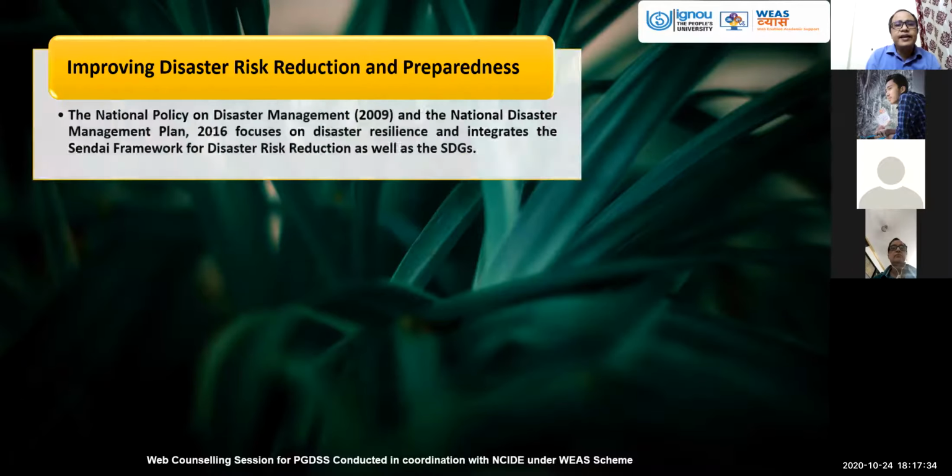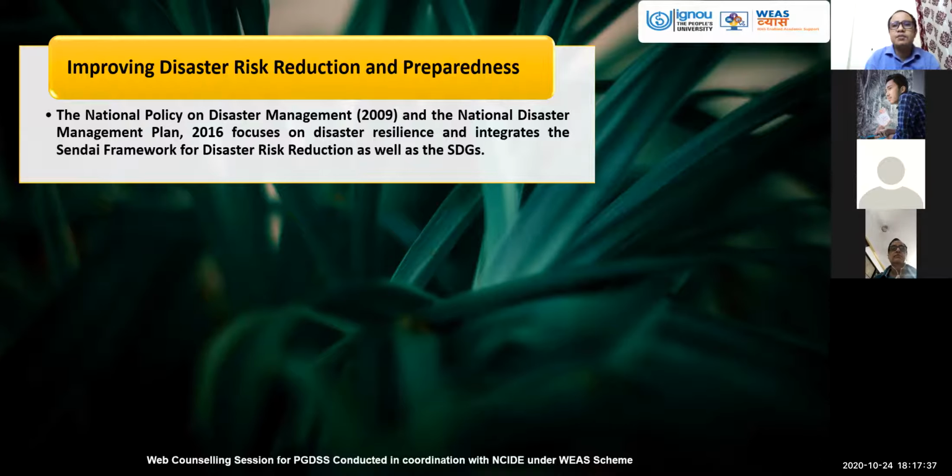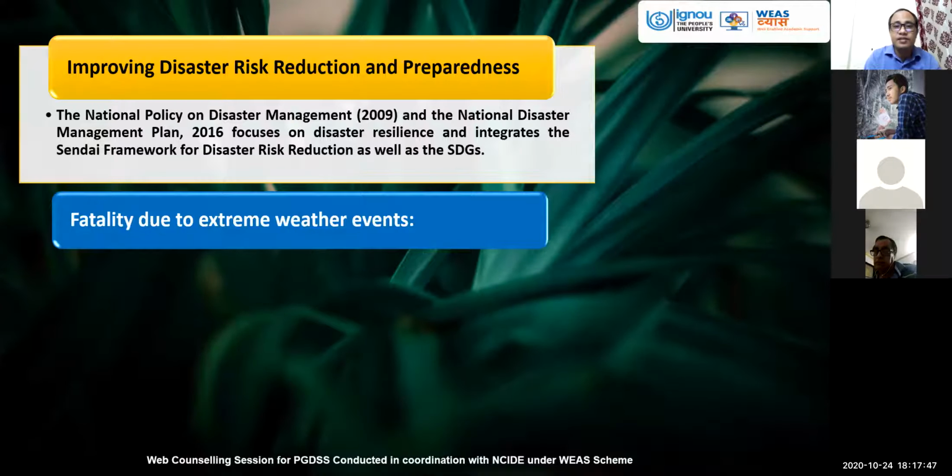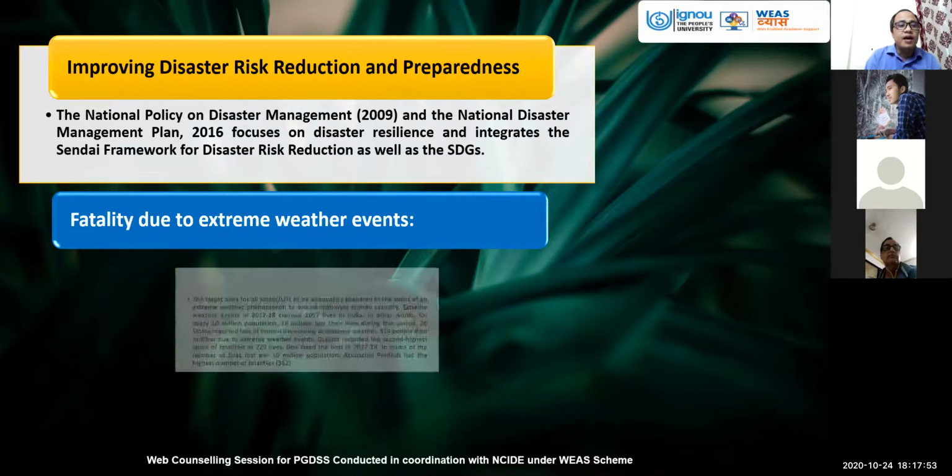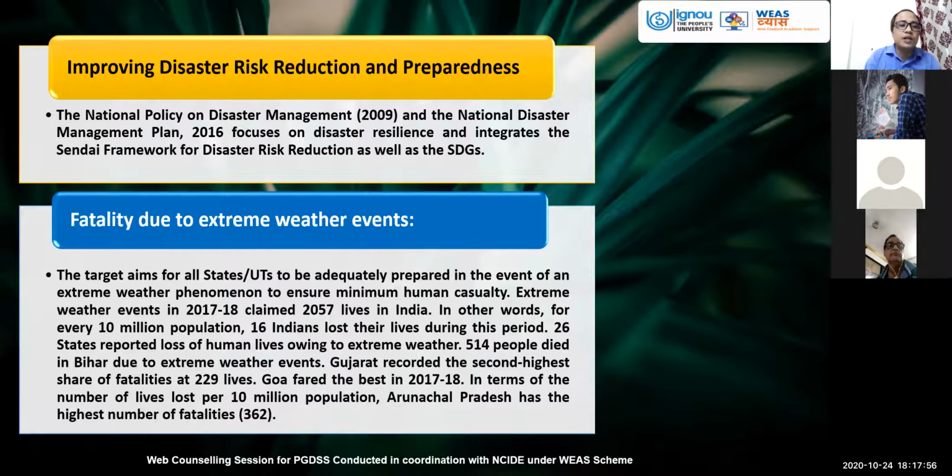And to improve disaster risk reduction preparedness, which is important to combat climate change, we have the National Policy on Disaster Management and the National Disaster Management Plan that focuses on disaster resilience and integrates the Sendai Framework for Disaster Risk Reduction as well as the SDGs. Fatalities due to extreme weather events are also decreasing, because we are well prepared. Even with unexpected events because of climate change, like cyclones and others, we are able to manage this natural disaster very well.